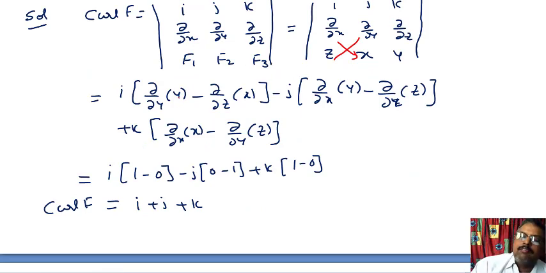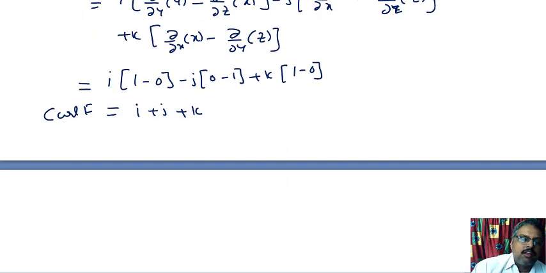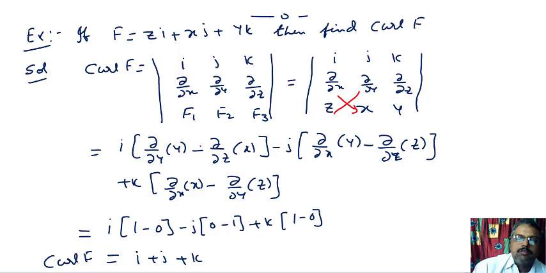After writing this expression, just find the partial derivatives. y with respect to y is 1, x with respect to z is 0. Here y with respect to x is 0, z with respect to z is 1; x derivative with respect to x is 1, z derivative with respect to y is 0. Now simply 1 minus 0. So finally you will get i plus j plus k. Now what is the conclusion?